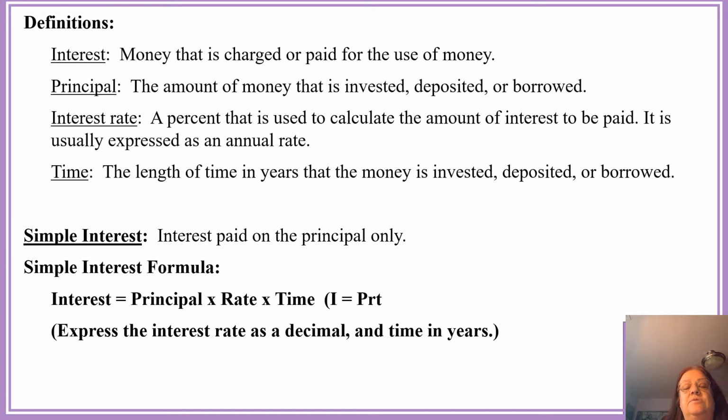Simple interest is the interest paid on the principal only. There's something called compounding, and this does not have compounding. So this is just simple interest. The formula for the amount of interest is I equals PRT, principal times rate times time. I equals PRT. Express interest rate in these cases as a decimal because it's not divided by 100.